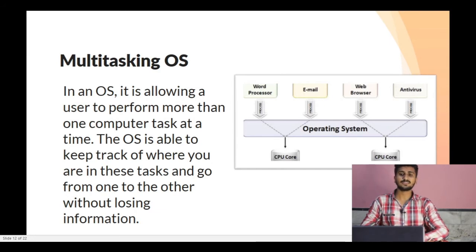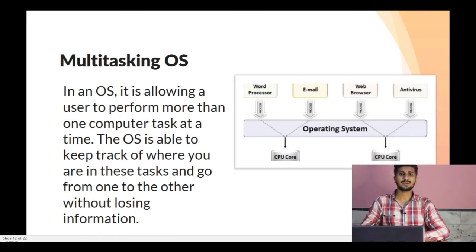A multitasking OS allows a user to perform more than one computer task at a time. Suppose I am using Windows and performing 4 tasks at a time. I am playing a media file, using a Microsoft Office file, playing a game, and using a browser. When I switch to another task, suppose I am using the media player and the 3 other tasks are minimized.